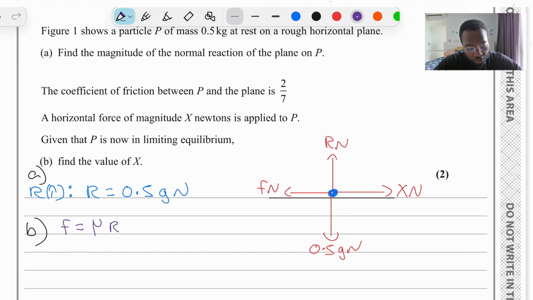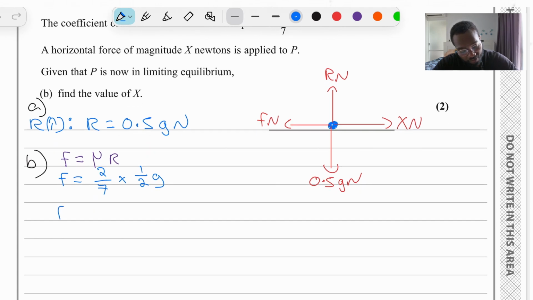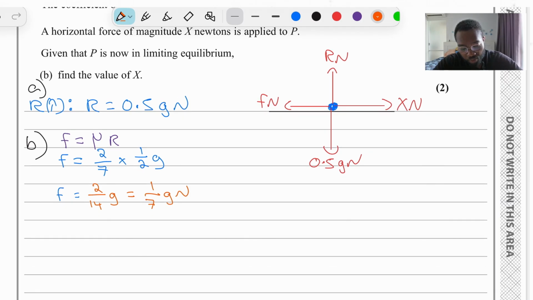And if we look at the friction, well, F is equal to mu, which is 2/7, times R, which we worked out in a previous question. That was 0.5 g. So I'll write that as a half g for now. And now, because we know that, we just need to work this out. So that means that F is going to be 2/14 g, which simplifies down to 1/7 g newtons.